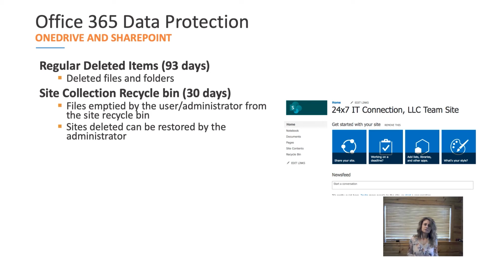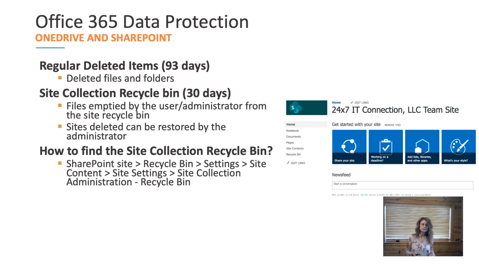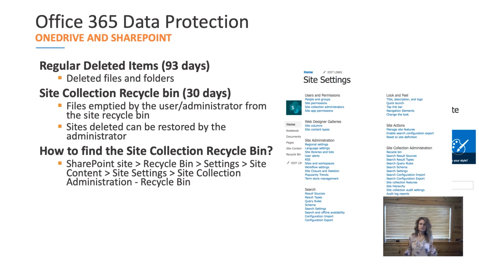Now there's also the site collection recycle bin. This is more of an administrative-level function where files can be emptied by the user administrator and sites can be restored by the administrator as well. And so where do you find this? You find it by going to the SharePoint site, recycle bin, settings, site content, etc., until you get here. And then the admin can pull the data back for the user.